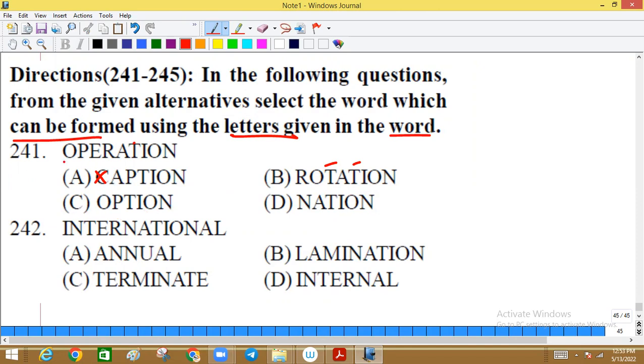Option C. Yes or no? OPTION. So the answer is C. Very easy. Now come to 242. Give the answer now. INTERNAL. What's the option? D. Option A can't be possible. Why? U. Lamination not possible. Why? M is not there. TERMINATE. M and all not possible. Yes or no?